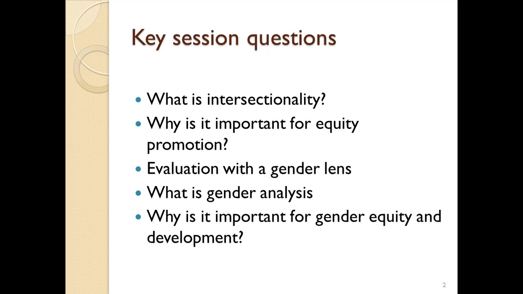So, key questions: what is intersectionality? We look at the concept of intersectionality. We look at why it is important for equity promotion in evaluation. Look at evaluation with the gender lens and why gender analysis is important for gender equity and development.